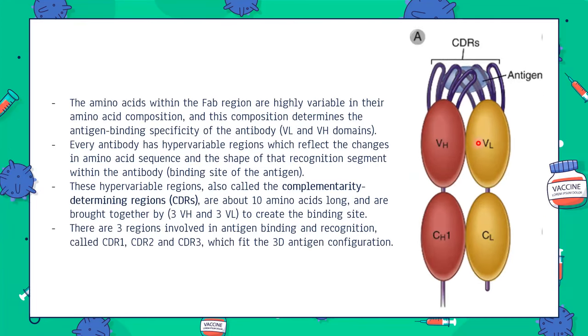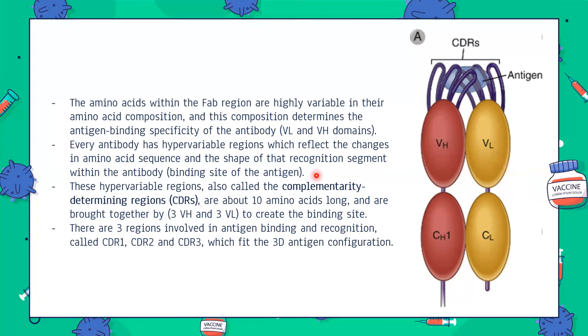All right. Now, looking more closely into the FAB region, which is really what we care about because it's where we have this antigen binding, the amino acids within the FAB region are highly variable in their amino acid composition. Obviously, because we need to cover a huge range of antigens, right? We need to constantly be able to make this variable region variable. It's composed of this VH and this VL. So this VH is for the heavy chain and this VL is for the light chain.